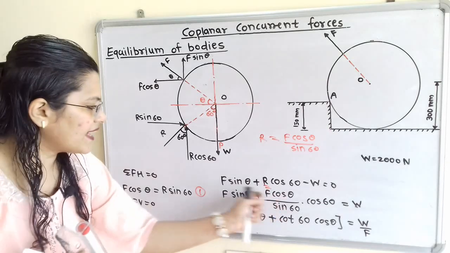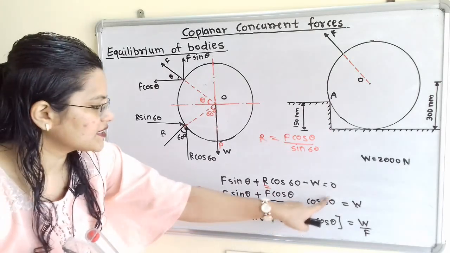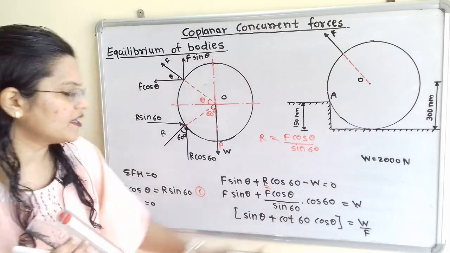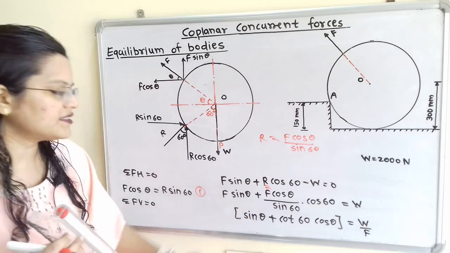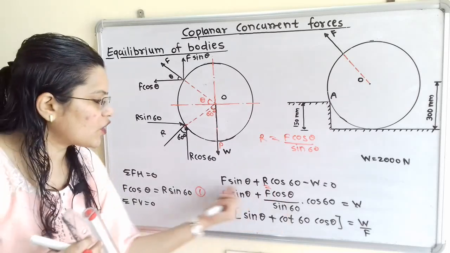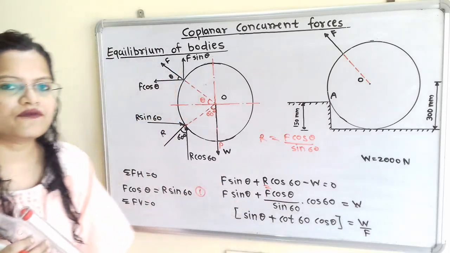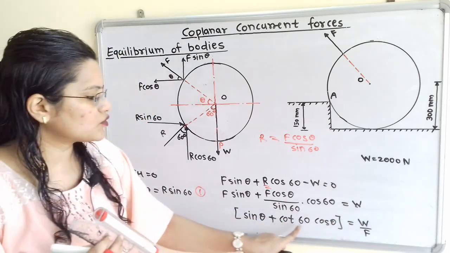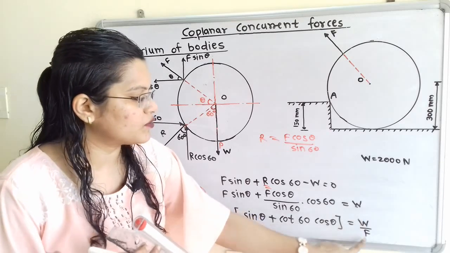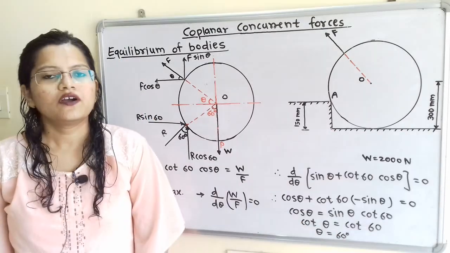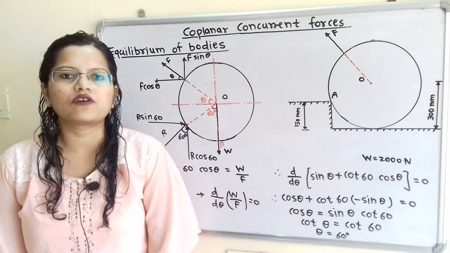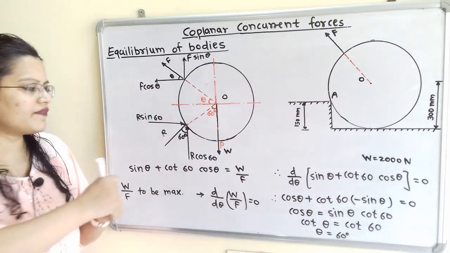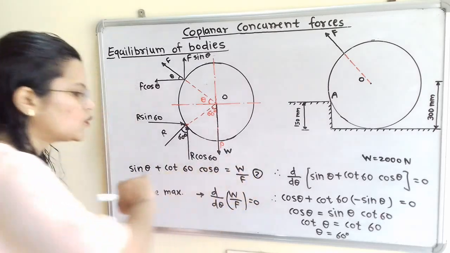Now we will take F as a common term, and this cos 60 by sin 60, cos by sin is nothing but cot. So cot 60 into cos theta, here is sin theta, and this F as a common term we will transfer to the right-hand side. So sin theta plus cot 60 into cos theta is equal to W by F. We have to find the least force F we applied on the roller. We will say this is equation number 2.